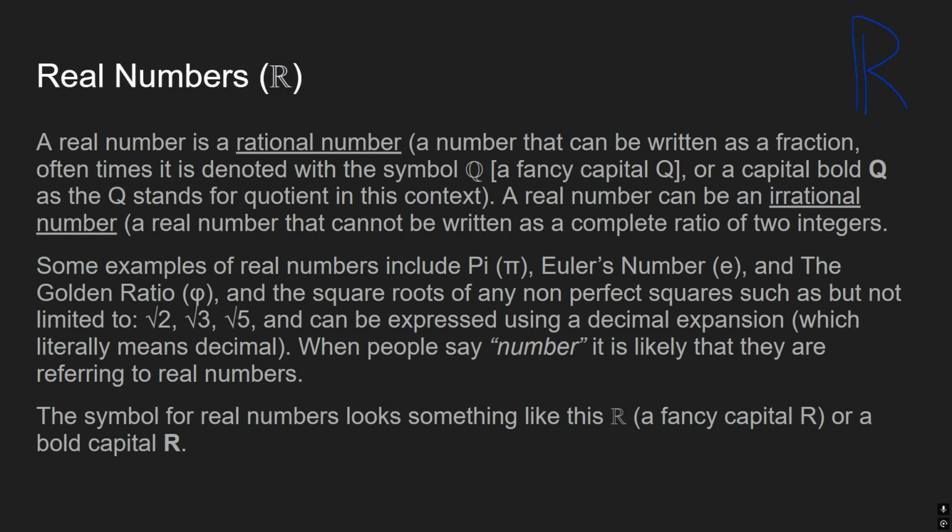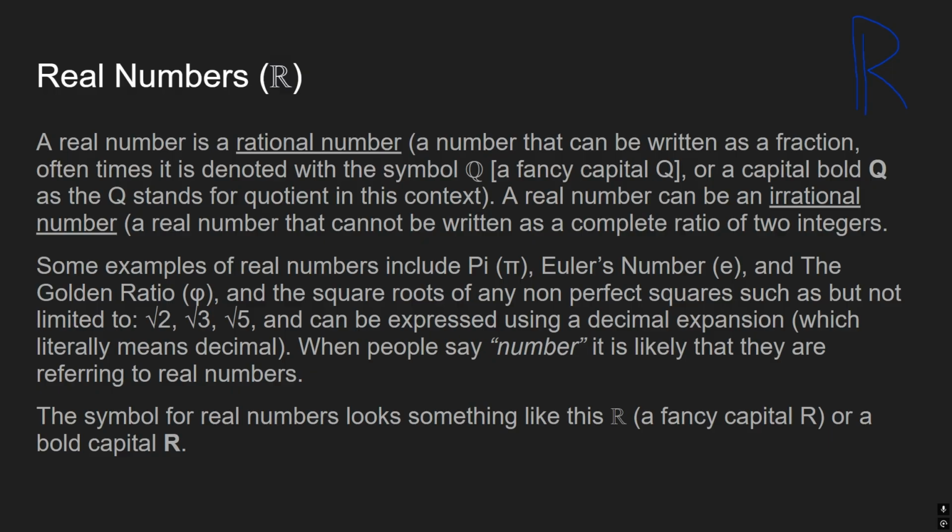What are real numbers? A real number is a rational number, and it can also be an irrational number. A rational number is a number that can be written as a fraction. Oftentimes, it's written as a symbol q, and it's used to stand for quotient. An irrational number is a real number that can be written as a complete ratio of two integers.